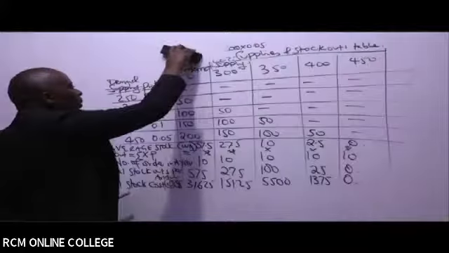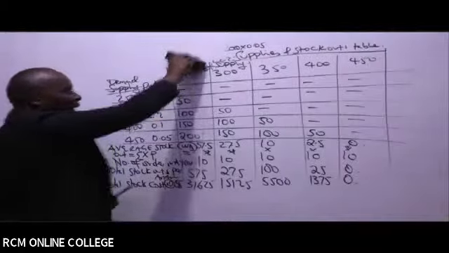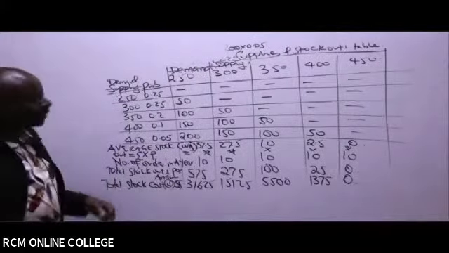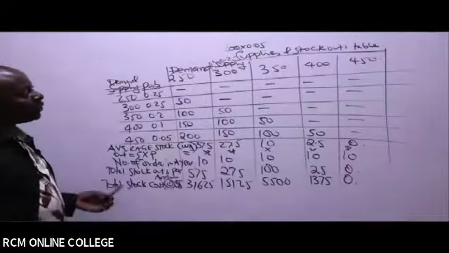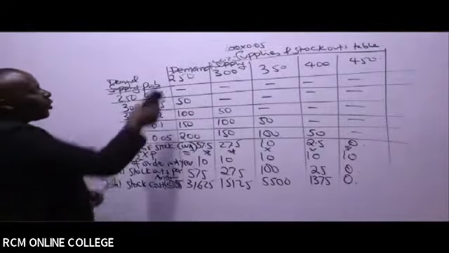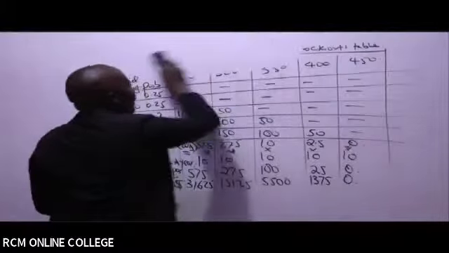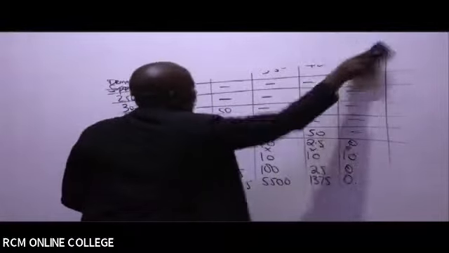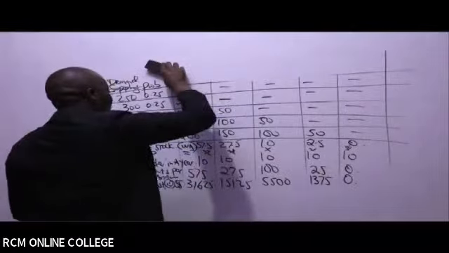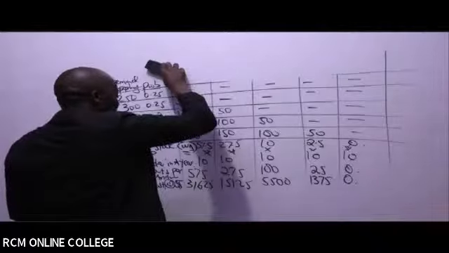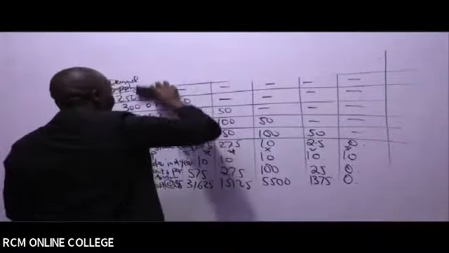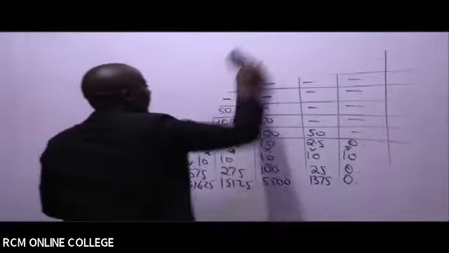So with this last table, what we're going to calculate here is the safety stock. It's called the safety stock table. So we have here the safety stock table, the very last table.